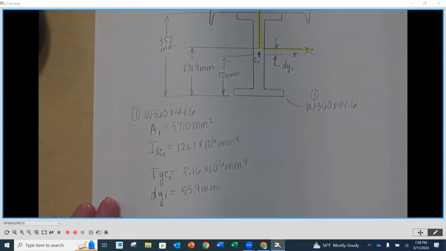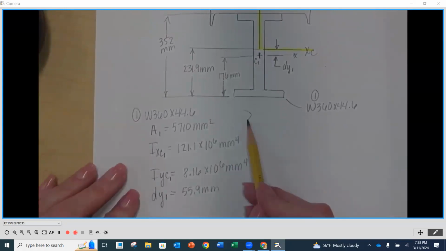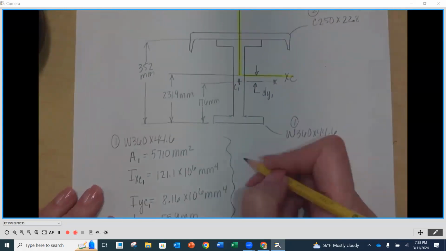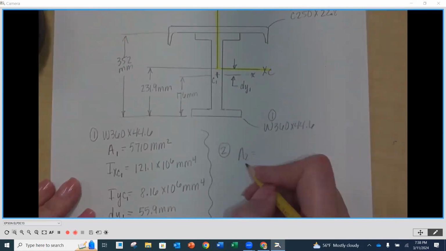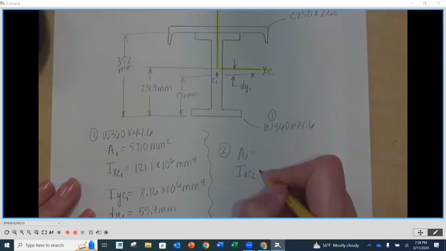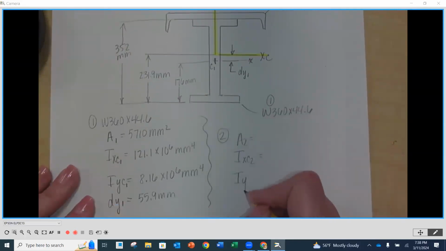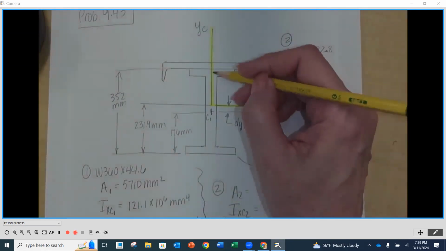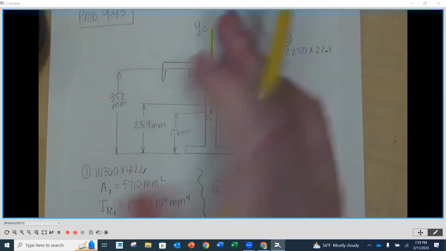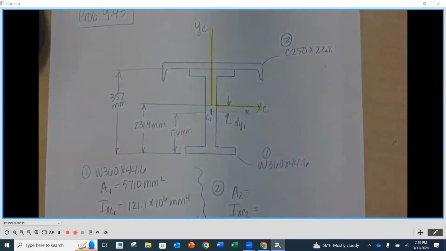Now we're going to do the very same thing for the second shape. Can I fit it next to it? I'm going to try. So for shape number 2, we need an A2, an IXC2, an IYC2, and then a DY2. The DX, because it's a symmetrical axis here, is going to be 0 for both of these.